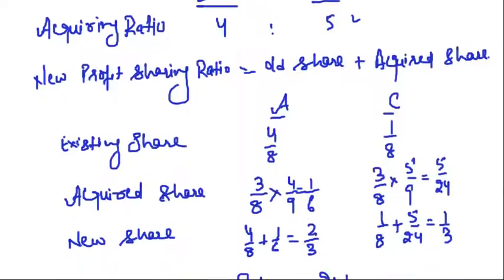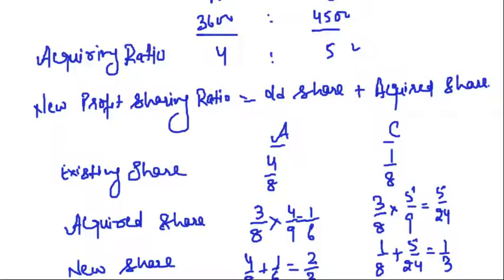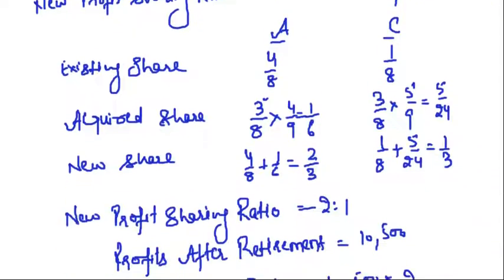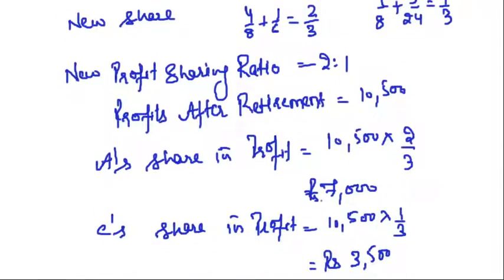Then you calculate the new profit sharing ratio. That you know how to calculate: old share plus the share acquired. The share is acquired in the ratio of 4:5. So the share of B is 3/8 and that is acquired in the ratio of 4:5. And accordingly, after getting the new profit sharing ratio, we will distribute the profits after retirement that we are given as 10,500. We have the new profit sharing ratio, so we can find out the share in the profit for the remaining partners. Clear, friends?